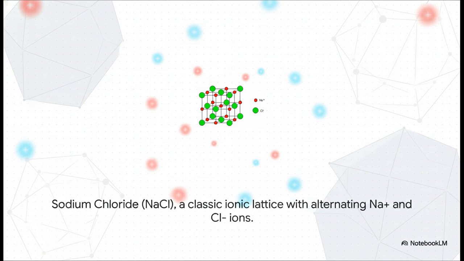And here is the classic example everyone uses. Good old table salt, sodium chloride. Just look at how each positive sodium ion is completely surrounded by negative chloride ions, and every chloride is surrounded by sodiums. This is what creates that strong, stable, three-dimensional structure that just goes on and on and on.